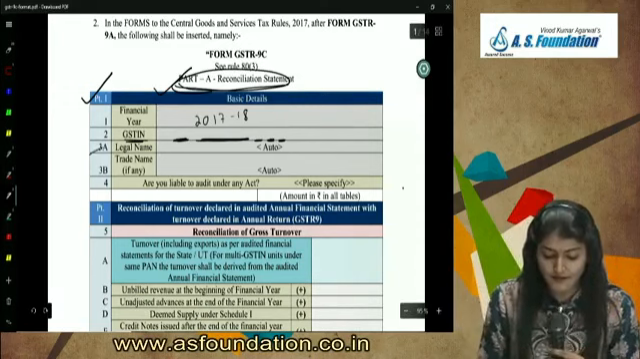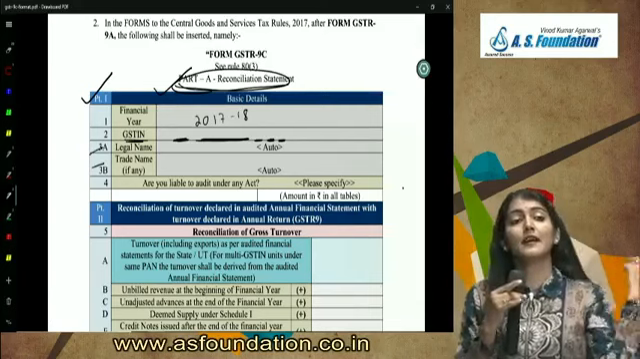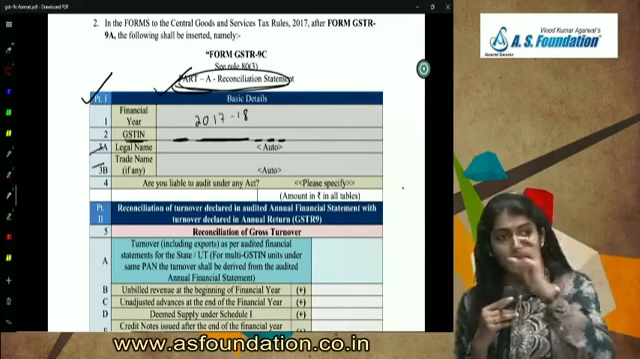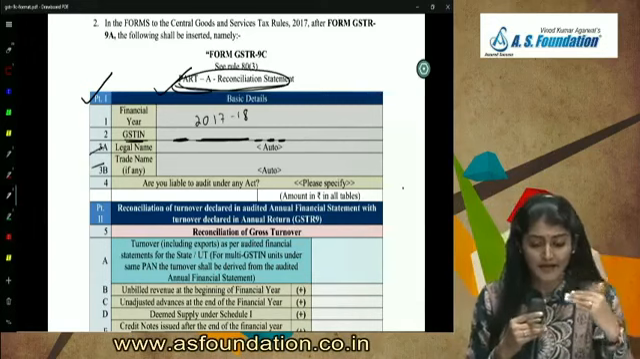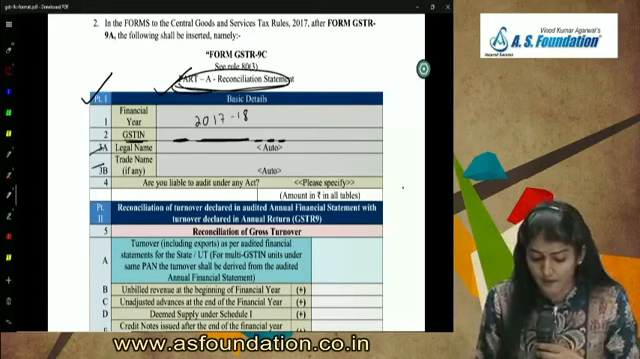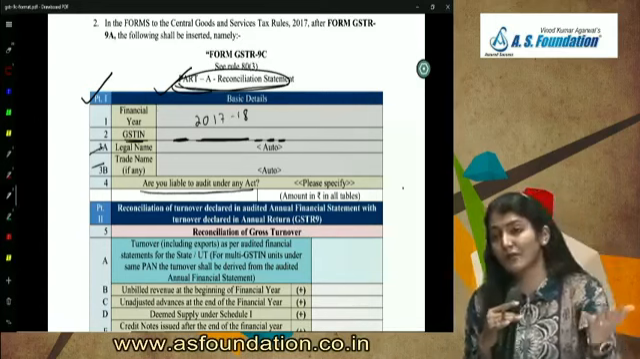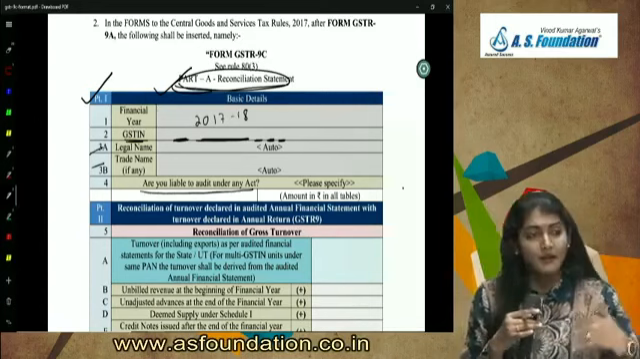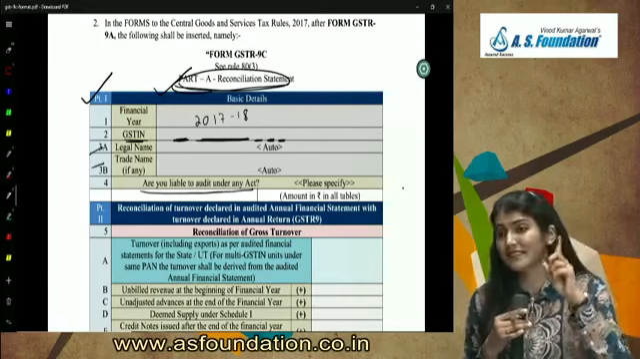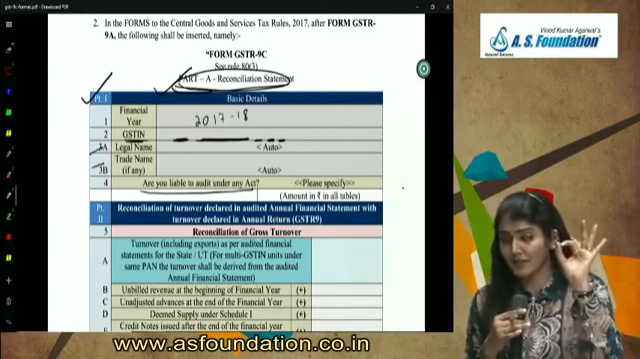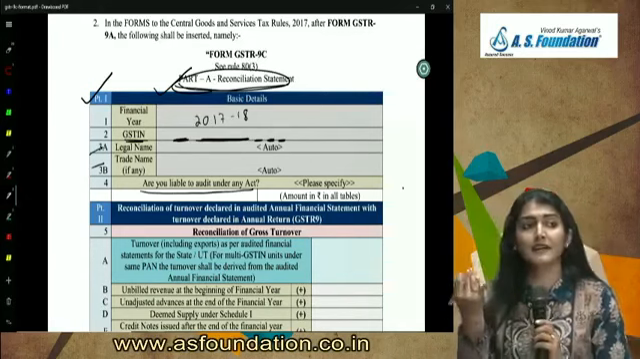Then 3A and 3B, that is the legal name and the trade name. Legal name, like for Indigo Airlines, is Interglobe Aviation Limited. And what is their trade name? Indigo. So 3A, 3B, legal name, trade name if any. And are you liable to audit under any act? The registered person may be liable to tax audit or company audit. So that is point 1, basic details: financial year, registration number, legal name, trade name, and are you liable to audit under any other act?